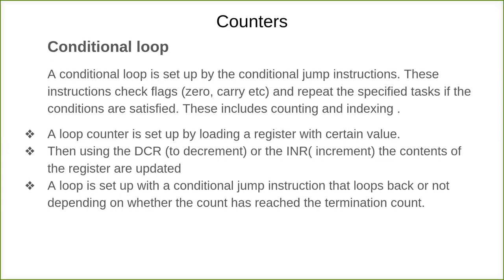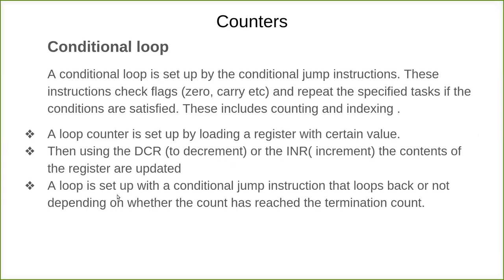Here in the microprocessor, you can use the registers A, B, C, D, E, H, L. You can use those registers to set a counter. Not only that, you can use a memory location also as a counter. You can set a particular memory location to be a counter. So all those things can be done. Then using DCR or INR, the contents of the registers are updated inside the loop.